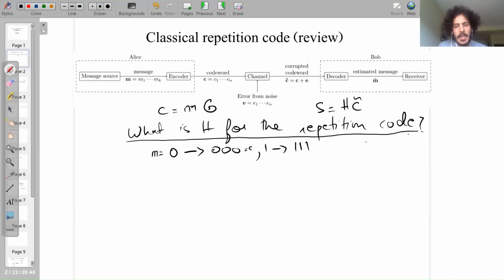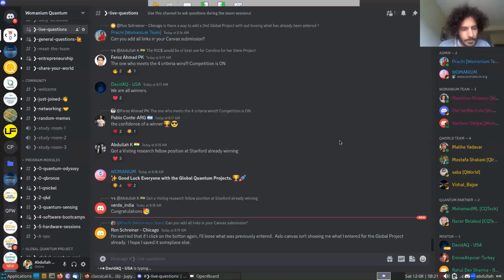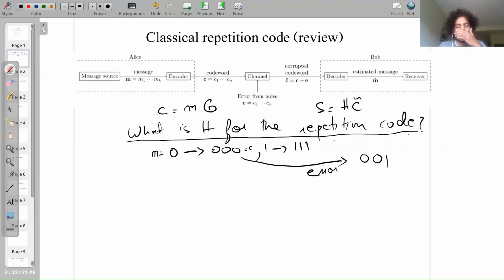And for example, we said that a possibility of the error could be that, if Alice is sending the 0 thing, then the error that could happen is that this became 0, 1, 0, or 0, 0, 1, or something like that, right? So now what is H for the repetition code is my question. You're welcome to answer in Discord.